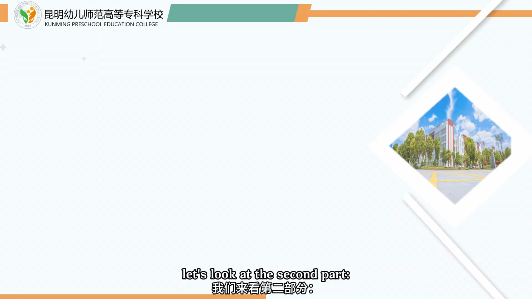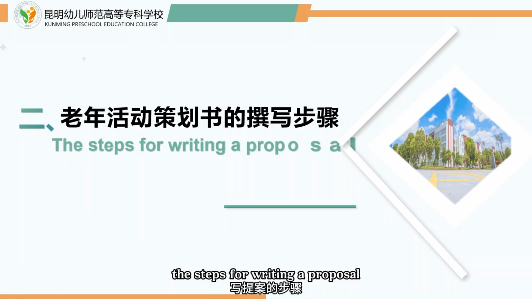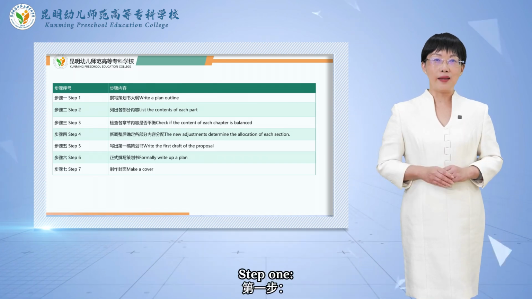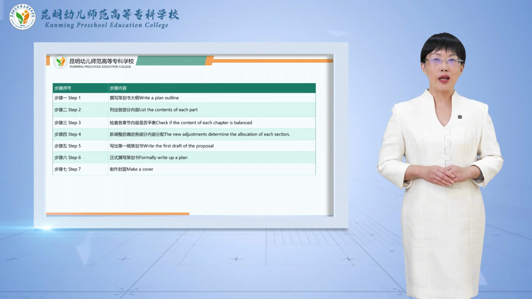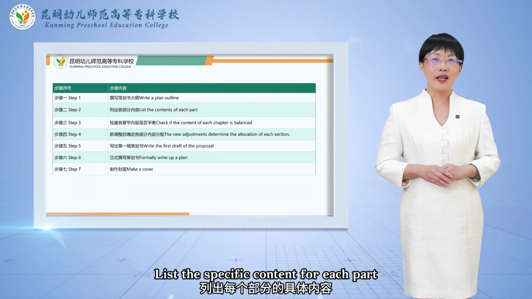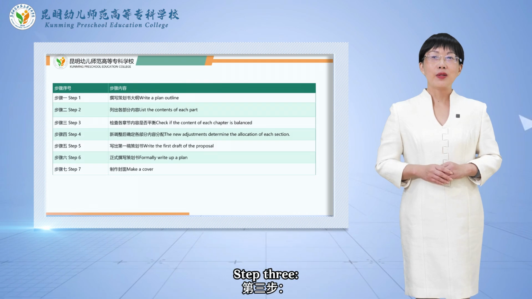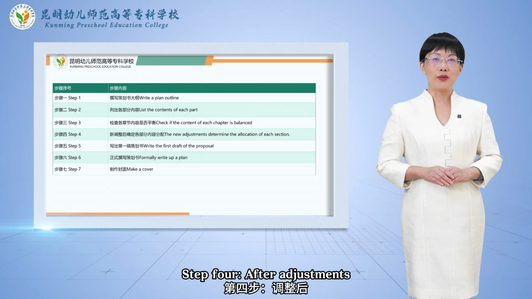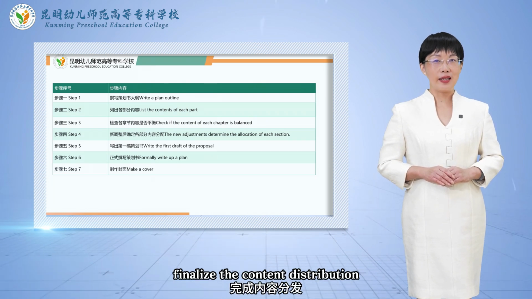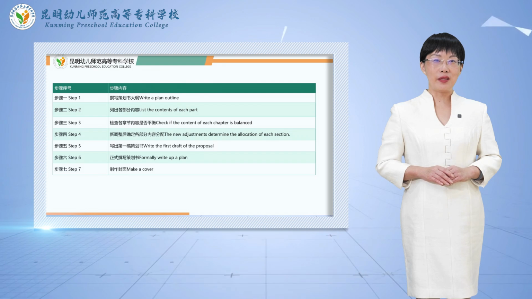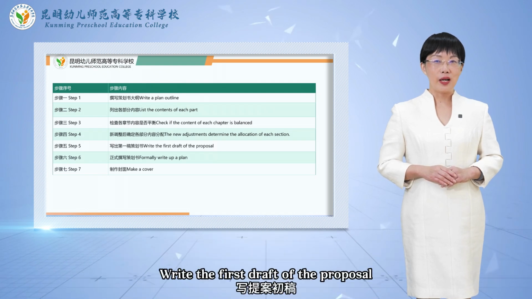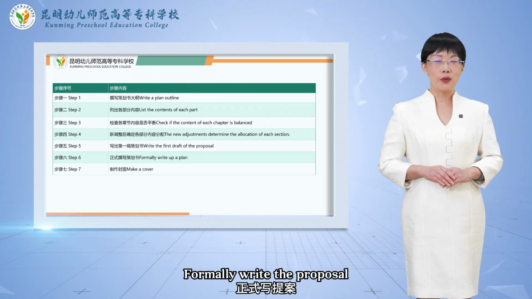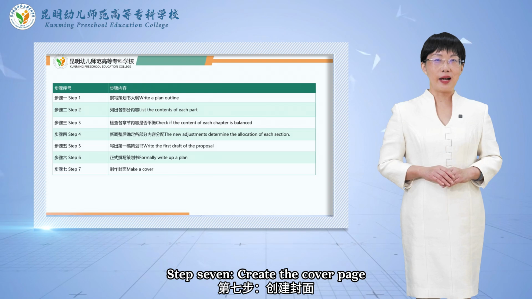Next, let's look at the second part, the steps for writing a proposal. There are 7 steps in total. Step 1, write the proposal outline. Step 2, list the specific content for each part. Step 3, check if the contents of each chapter is balanced. Step 4, after adjustments, finalize the content distribution. Step 5, write the first draft of the proposal. Step 6, formally write the proposal. Step 7, create the cover page.